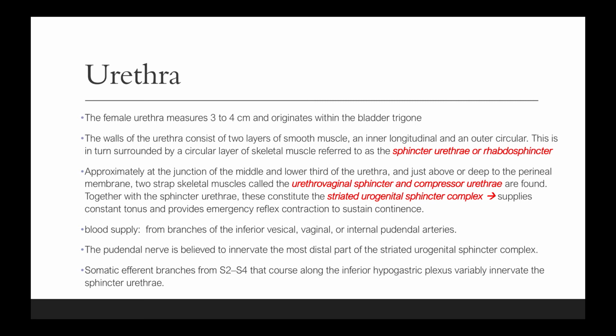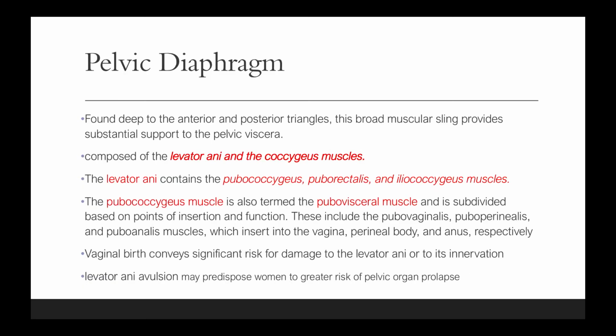The blood supply for the urethra comes from branches of the inferior vesical, vaginal, and internal pudendal arteries. The pudendal nerve is believed to innervate the most distal part of the striated urogenital sphincter complex, and somatic efferent branches from S2 to S4 that course along the inferior hypogastric plexus variably innervate the sphincter urethrae.